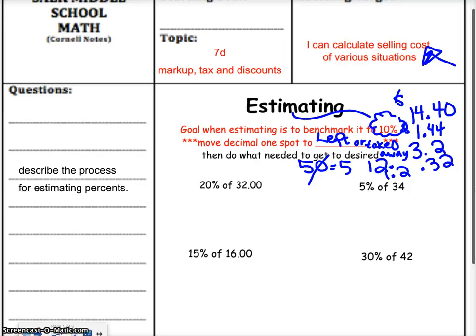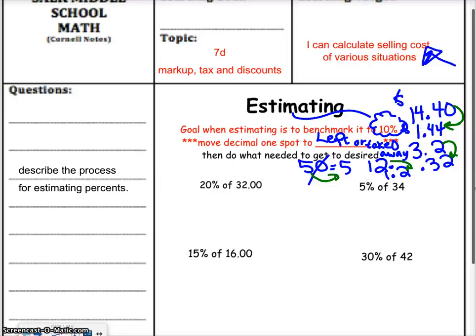Okay, looking at this, it looks a little on the confusing side, so I want to let myself know. 10% of 1440 is 1.44. 10% of 3.2 is 0.32. 10% of 12 is 1.2. And 10% of 50 is 5. So finding 10% is just moving the decimal one to the left or taking a 0 away.